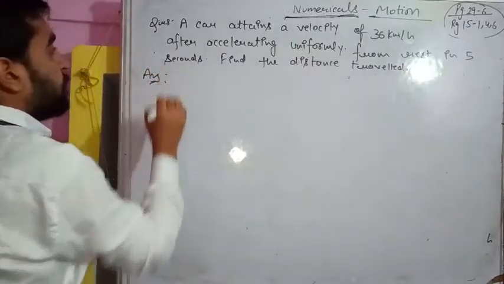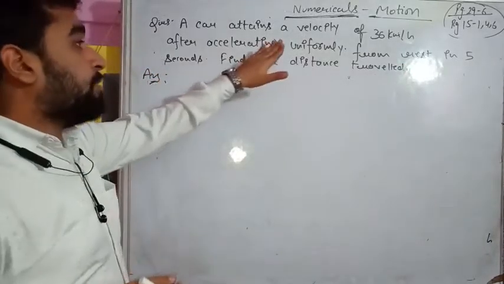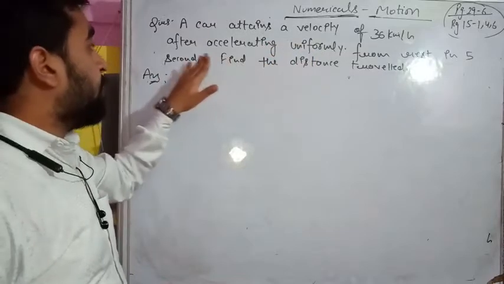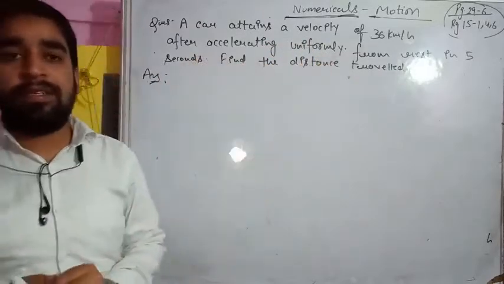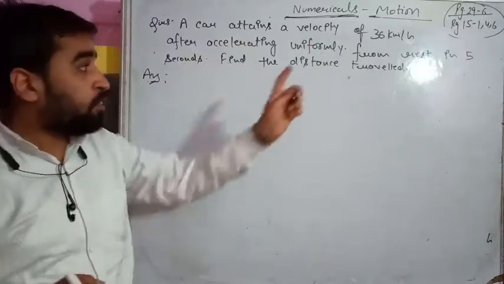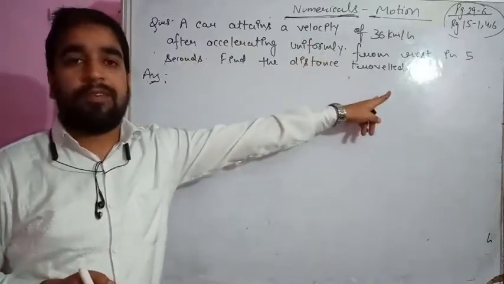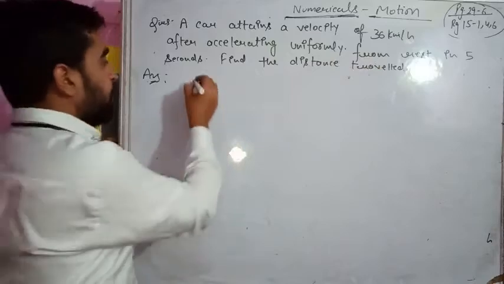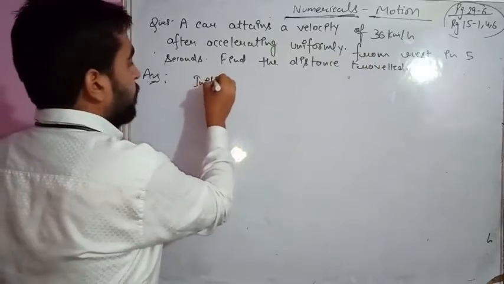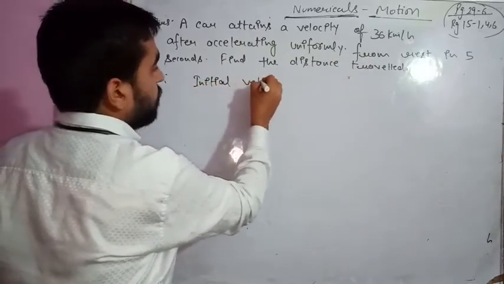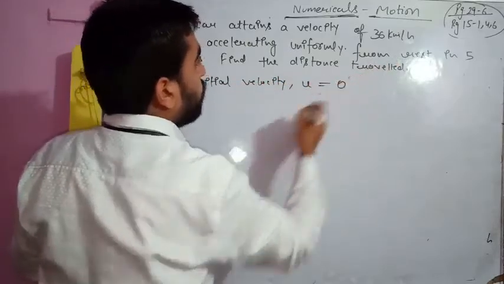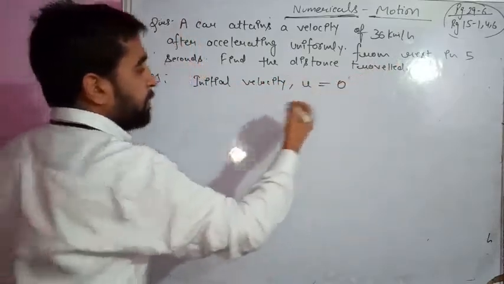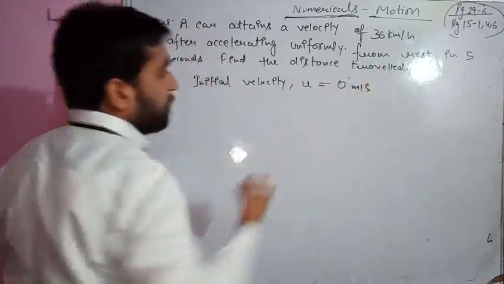Let us imagine the picture of this. The car attains a velocity of 36 km per hour after accelerating uniformly from rest. So initially the car was having zero velocity because it was at rest. So initial velocity of car, initial velocity u, that is zero. And in which unit should we imagine? In meter per second. Okay.